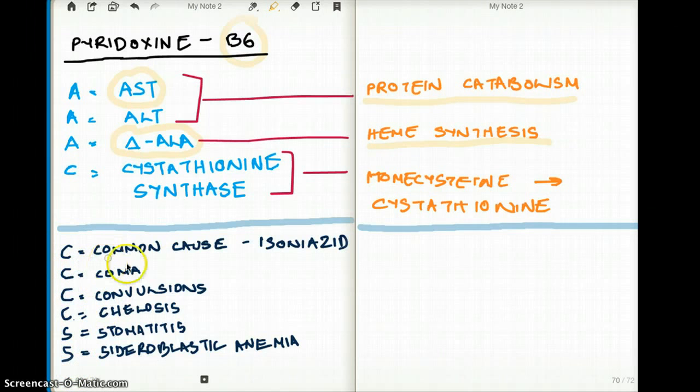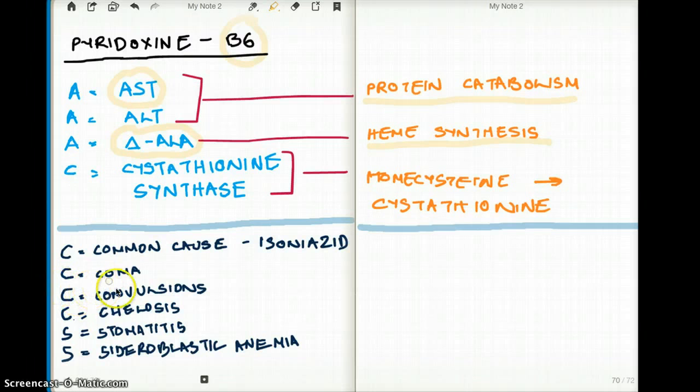The first C is the common cause. The most common cause of pyridoxine toxicity is isoniazid therapy. This is used in TB. When we're treating TB, if we give them pyridoxine, then it is going to prevent neuropathy. We know that one, right? That's the most common cause of pyridoxine toxicity.